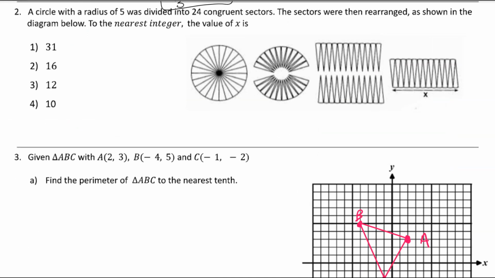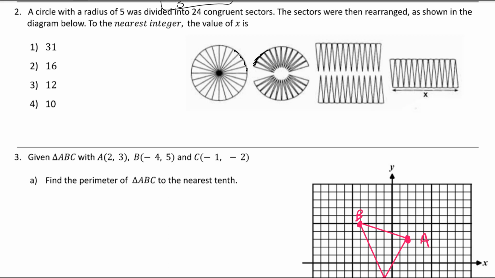Number 2. A circle with a radius of 5 was divided into 24 congruent sectors. The sectors were then rearranged as shown in the diagram below. To the nearest integer, what is this distance? Well, let's trace what each of these parts are. It's cutting it into little tiny sectors.